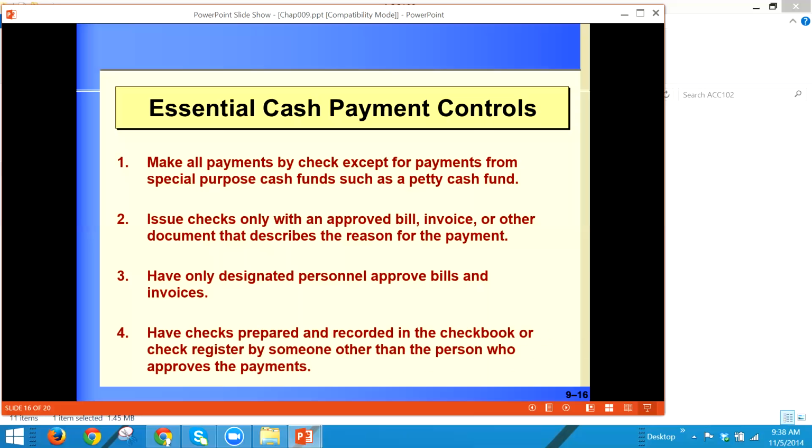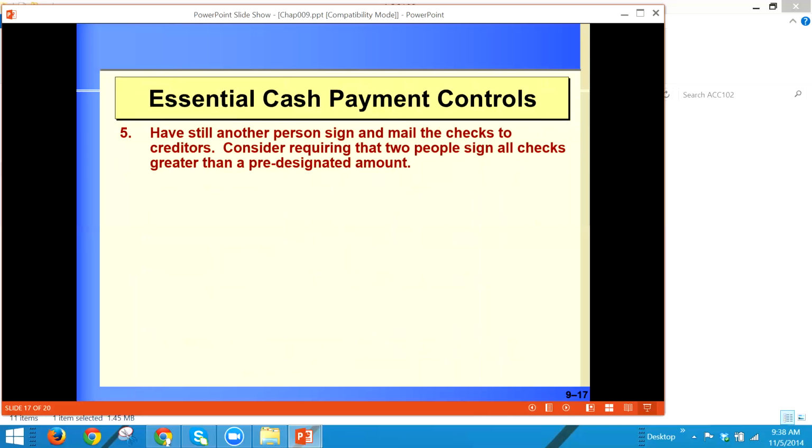Have checks prepared and recorded in the checkbook or check register by someone other than the person who approves. So you're not going to have someone writing checks, approves them, and signs the checks. That cannot be the same person for either one of those combinations of three functions: writing, approving, or signing the check. Have still another person sign and mail the checks to the creditors. Consider requiring that two people sign all checks greater than a pre-designated amount. Use pre-numbered check forms.